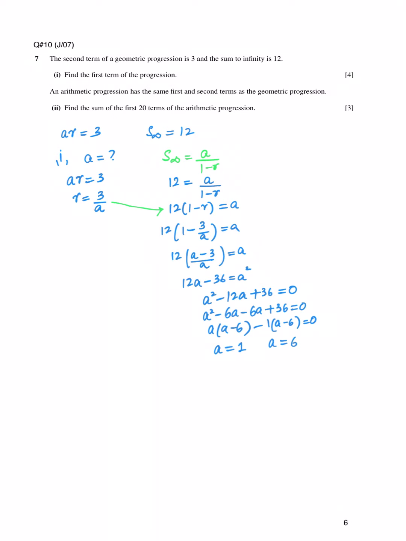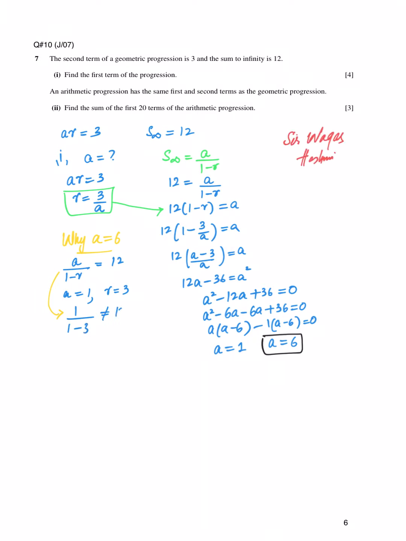The final value of A will be 6, and there is an explanation why A equals 6. If you observe the equation, the sum of infinity is given as 12, that means A divided by 1 minus R equals 12. So when A is equal to 1, the value of R according to this equation will be 3. So when A is 1, R is 3. If I put the values in this equation, A is 1 divided by 1 minus R, which is minus 3, and that is not equal to 12. So that is not the correct answer that we are looking for.